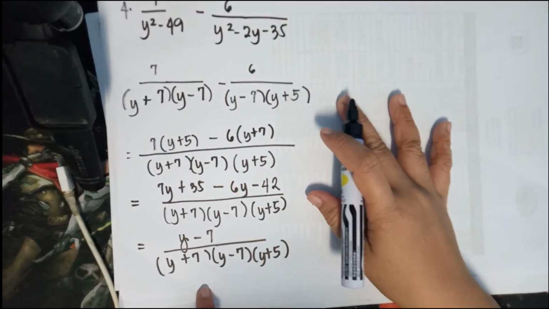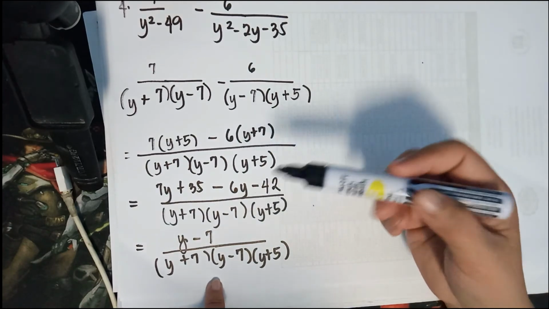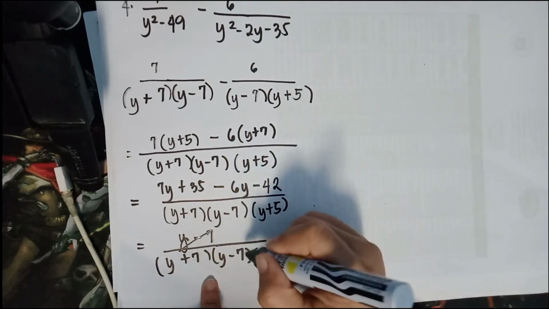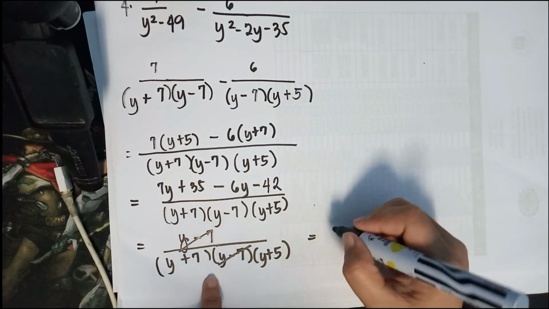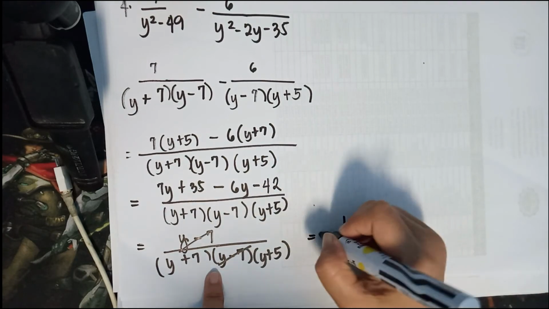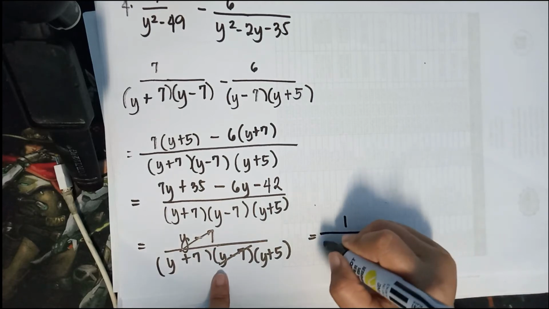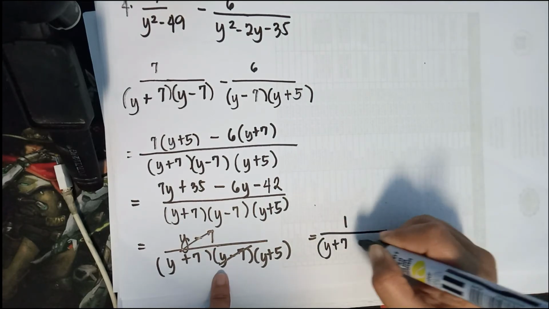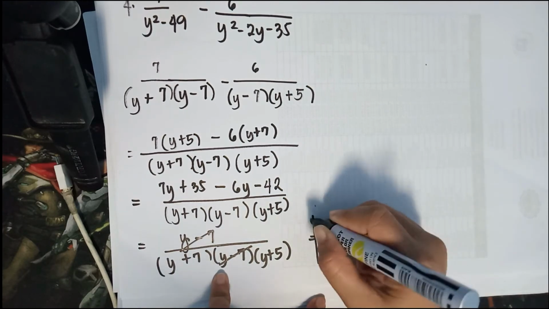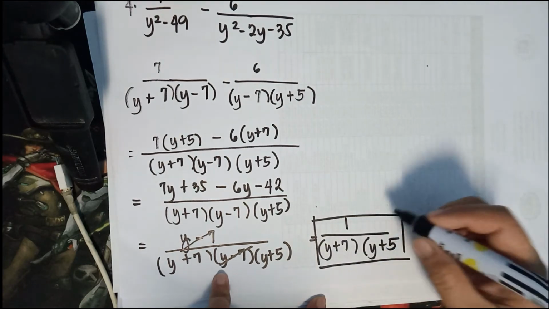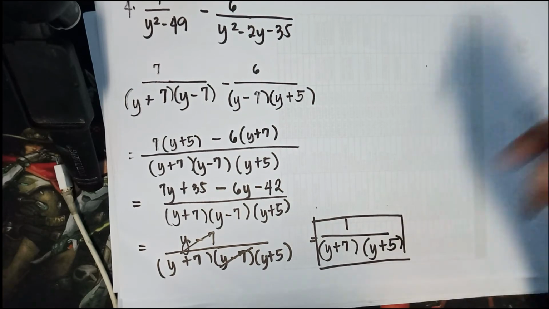And as we can see, we have the same factors between numerator and denominator, then we can cancel out. And our final answer is 1 because there is no remaining terms in our numerator, and copy the remaining factors of our denominator. Then the final answer is 1 over quantity y plus 7 and quantity y plus 5.